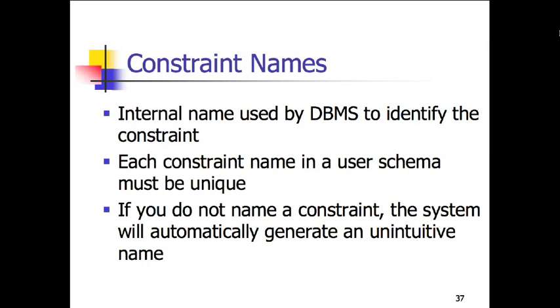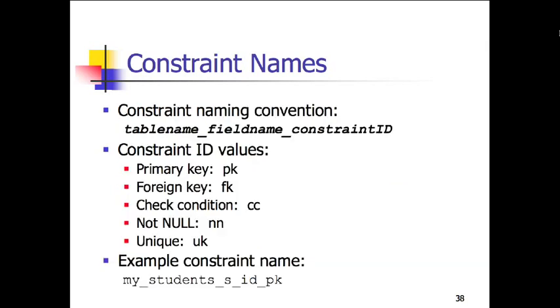If you don't name a constraint, the system actually will automatically generate one for you and put it in there for you. And here's some examples here. Constraint naming conventions, where we have the table name, the field name, and the constraint ID. This is how the system is actually going to put it in there for you. So we have things like PK, FK, primary key, foreign key, stuff like that. An example might be my_students_S_ID_primary_key. That means it's going to check to make sure that it's a primary key. It's going to run the constraint, kind of actually verify that the student's not already in the student table before it starts adding it into the student table.